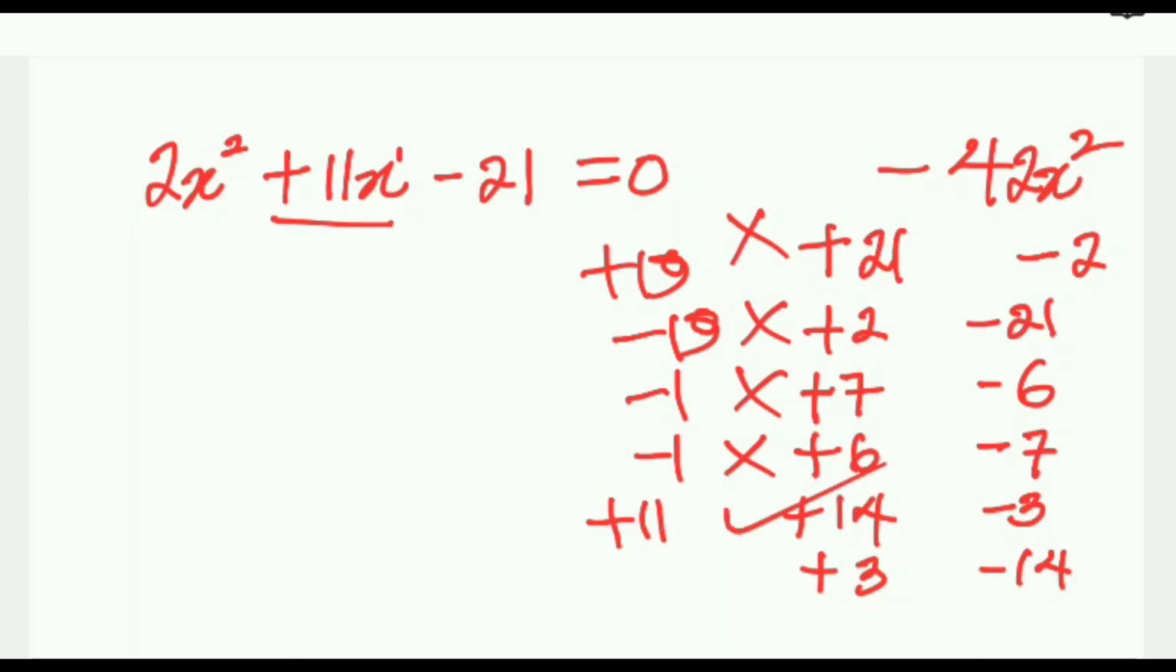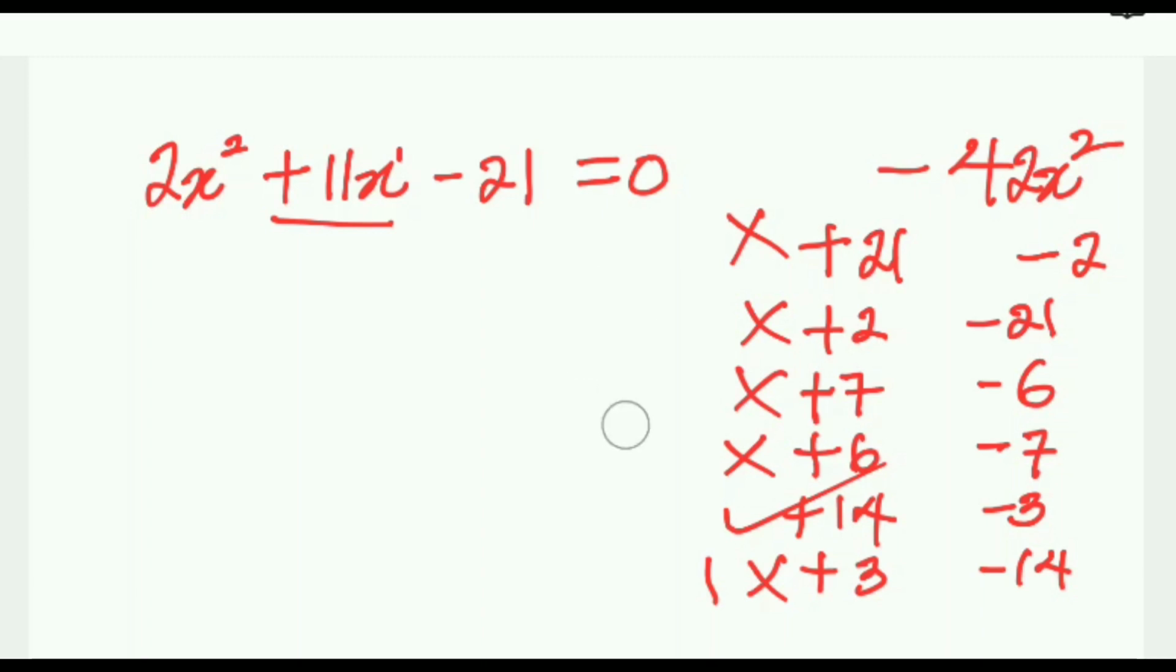And so, this is correct. But let's check the last one. Plus 3 minus 14, that is minus 11. And so this is out. So only one pair of factors fulfills this condition, that is, a product of minus 42x squared and a sum of plus 11x. So our factors here are plus 14x and minus 3x.